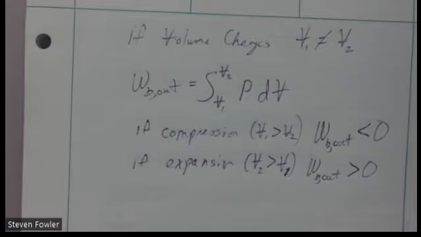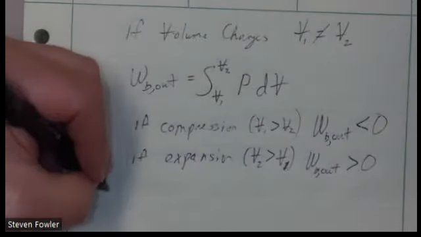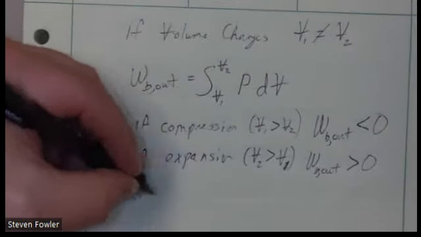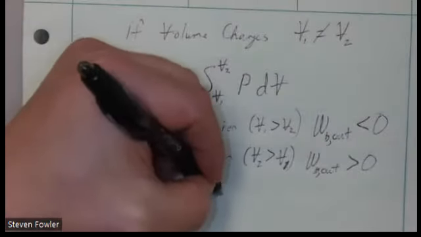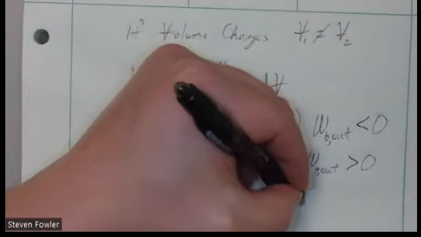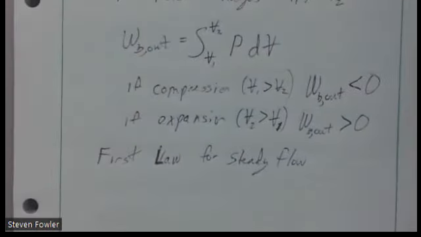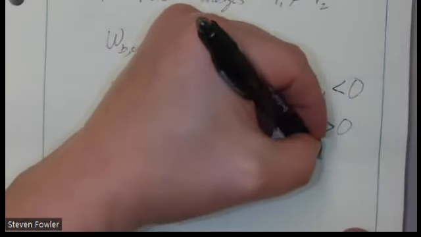We did talk about specific heats, but I want to go ahead and talk about first law for control volumes before we talk about specific heats. So let's talk about first law for what we call steady flow. A lot of texts will call that steady state. Scientists might call it equilibrium, but there's steady flow control volumes.